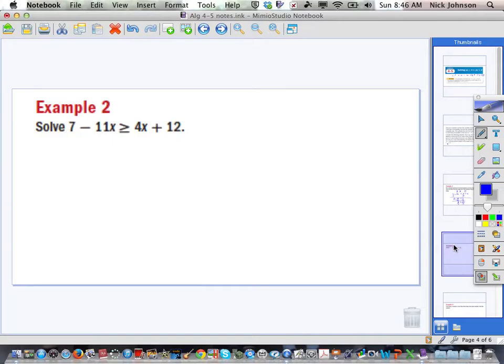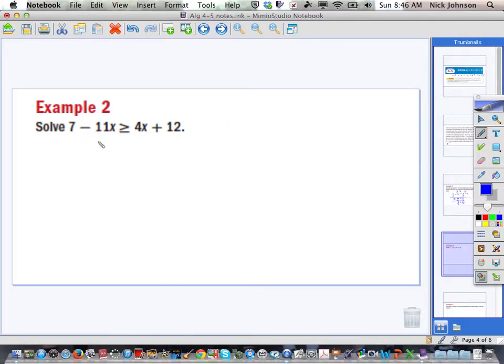Example 2, solve this. Okay? 7 minus 11x is greater than or equal to 4x plus 12. Once again, x is to the same side, regular numbers to the other side. So since this is a negative 11x, I just like to move it over to the right because I'll make it positive then. So it makes it easier.